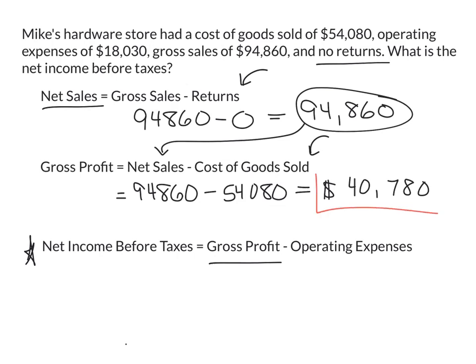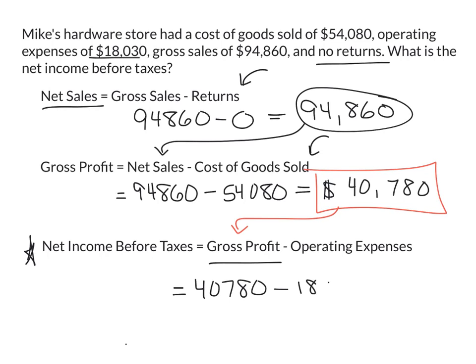That means we're going to take the value for gross profit and plug it into the formula to find the net income before taxes. So we end up having $40,780 minus operating expenses. And the problem tells us that operating expenses is $18,030. $40,780 minus $18,030 gives us a final answer of $22,750. So that is our value for the net income before taxes. And that's our final answer.